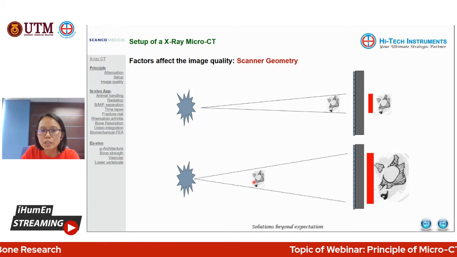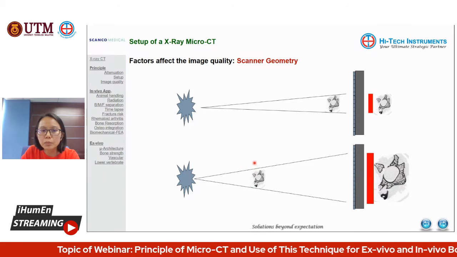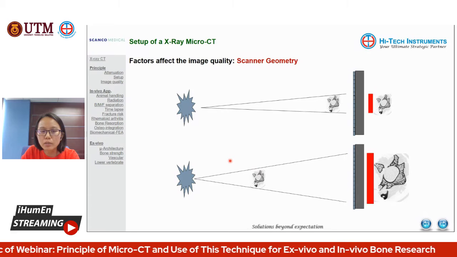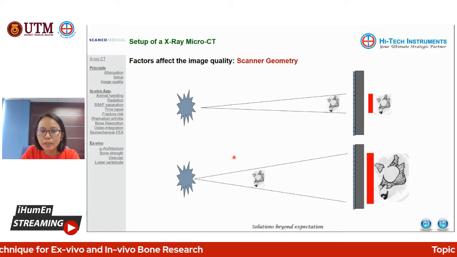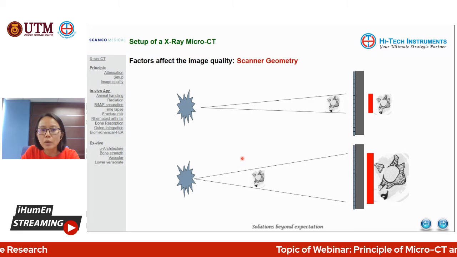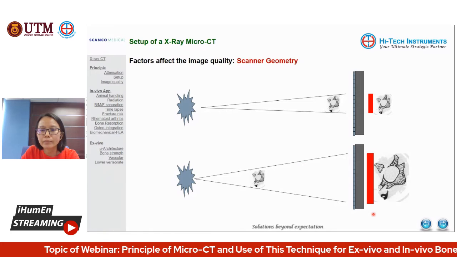But of course, the limitation is the field of view. If you need to place it close to the X-ray source, it means the field of view, or the sample size that you can image, will be smaller compared to if you place it here, whereby you can afford to insert a bigger sample size.